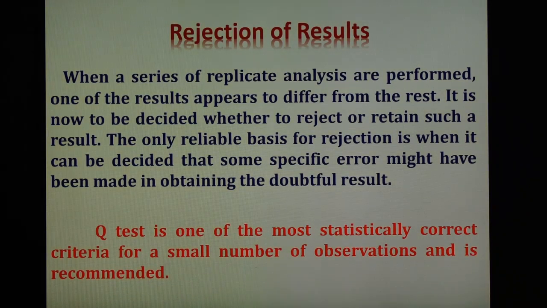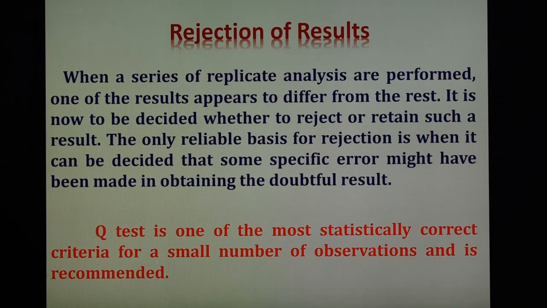When a series of replicate analyses are performed, one of the results appears to be different from the rest of the measurements. It is now to be decided whether this value is to be rejected or retained. The only reliable basis for rejection is when it can be decided that some specific error might have been made in obtaining the doubtful result. So no result should be retained where a known error has occurred in its collection. However, experience is the best basis for judging the validity of a particular observation, as a statistical test would be.